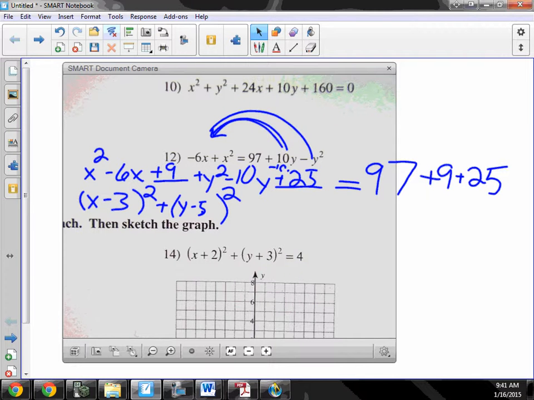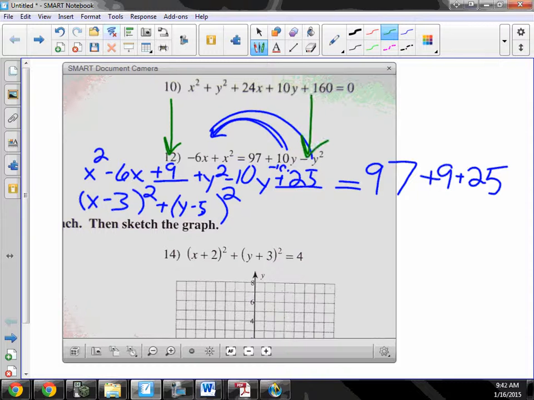And just to remember, these numbers will always be positive. If you have a perfect square trinomial, that constant term is always positive, because it's either a positive number squared or a negative number squared. In both cases, that's positive. So 97 and 9 is 106, plus 25 is 131.